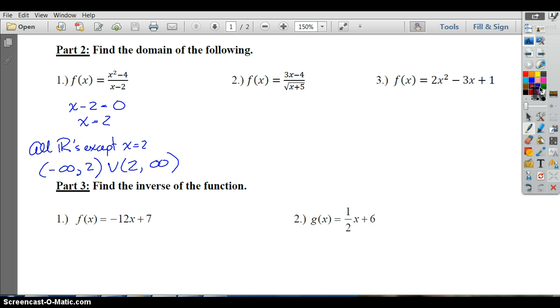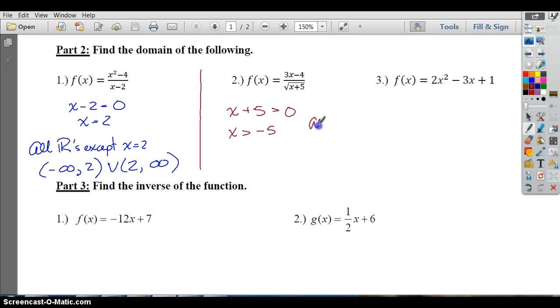Right. Jumping down here to number 2. We can't divide by 0, and we can't take the square root of a negative. So in all reality, the restriction for the denominator would be that this has to be greater than 0. It can't be equal to 0 because we can't divide by 0. So it has to be greater than 0. So that would be x is greater than negative 5.